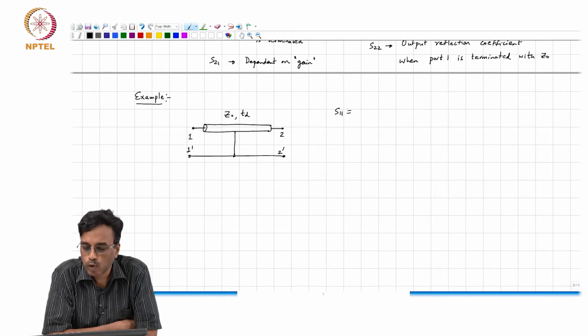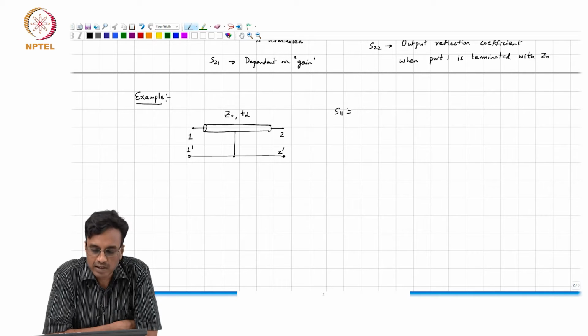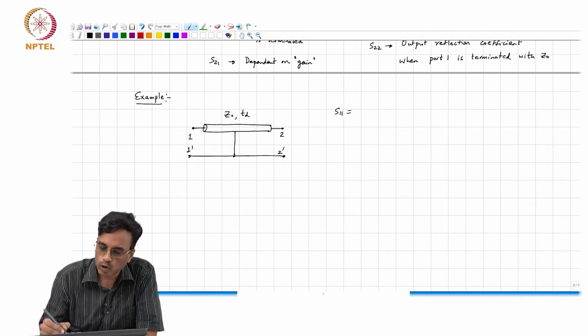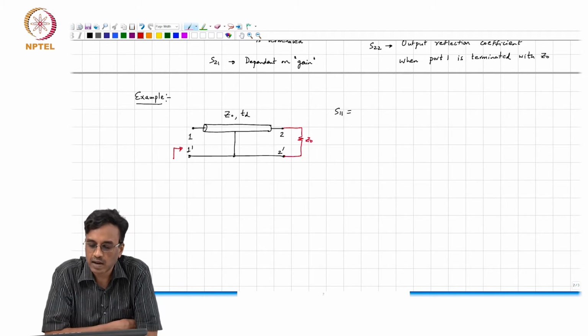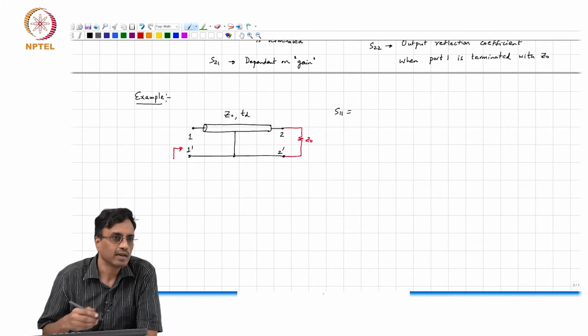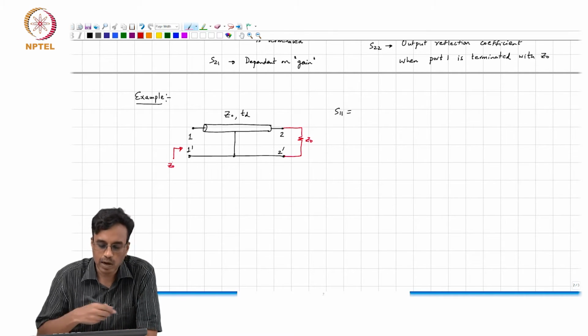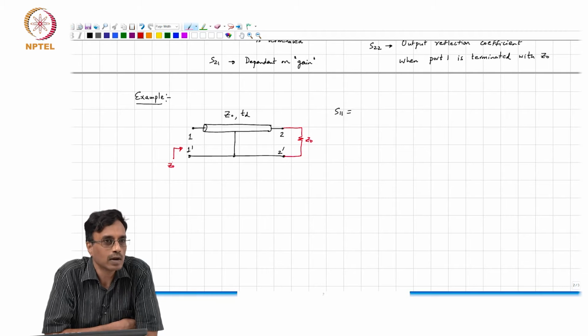Okay, you terminate port 2 with Z0 and find the reflection coefficient at port 1, right? If you terminate port 2 with Z naught, what is the impedance looking in here? It is Z naught, very good. So, what comment can we make about the reflection coefficient at port 1? What do we understand by the reflection coefficient?